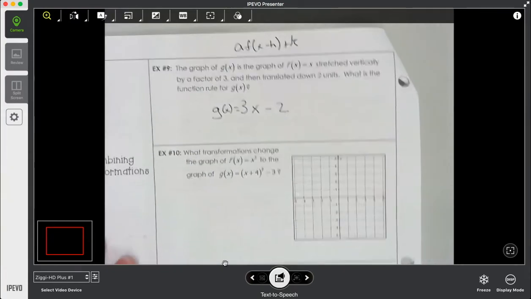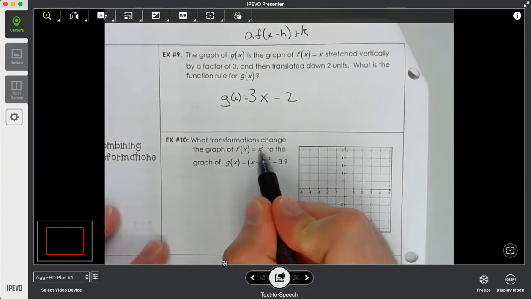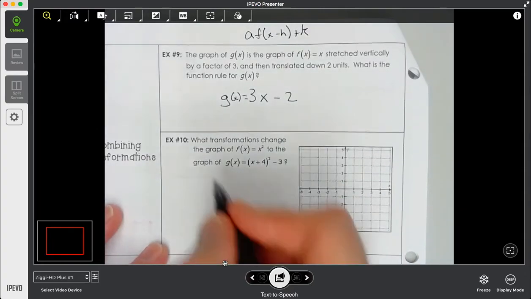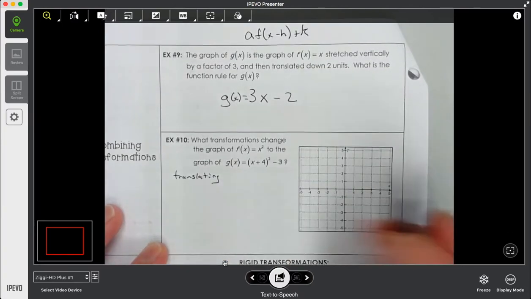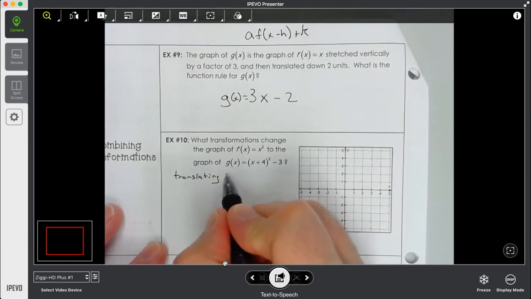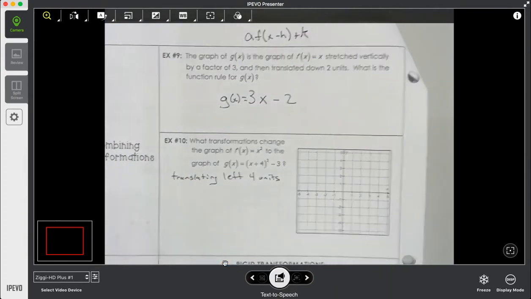Example 10. What transformations change the graph of f of x equals x squared to the graph g of x equals (x plus 4) quantity squared minus 3? Typically we start on the inside with the x. As I'm looking, I have x, but here I have x plus 4, so I know I'm translating left or right. Remember, this is the one that's going to be kind of backwards. I see plus 4, so that means I'm going left 4 units. That's what's happening first.